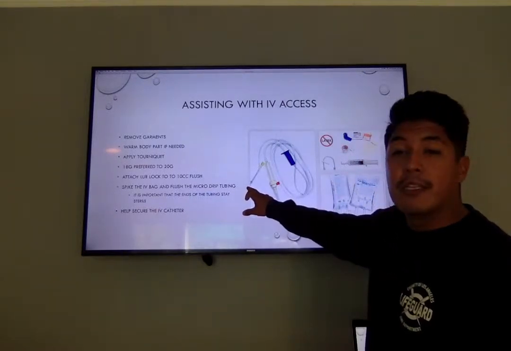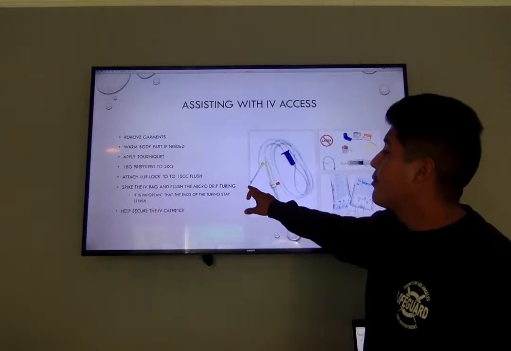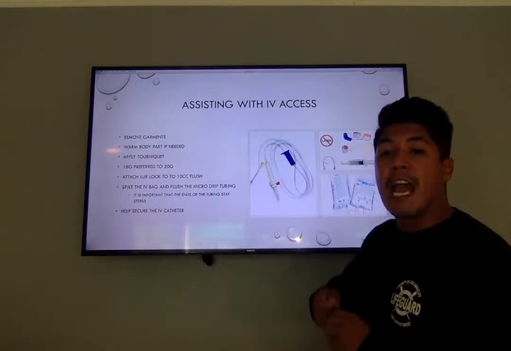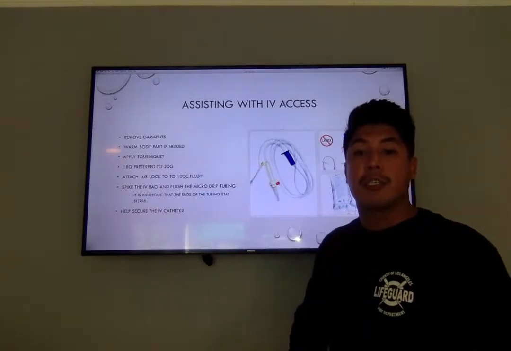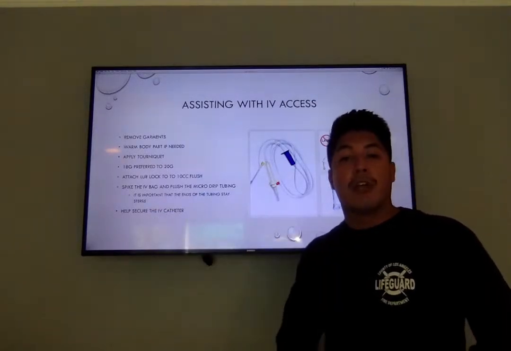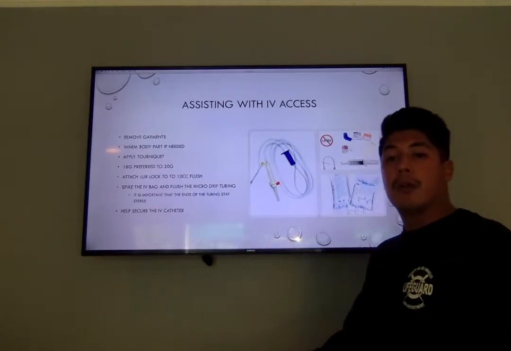Next, we're going to want to make sure that this tubing remains sterile, so we'll go ahead and recap that tubing. Any dirt can lead to an infection in our patient. Lastly, we'll secure the IV using Tegaderm or any tape.